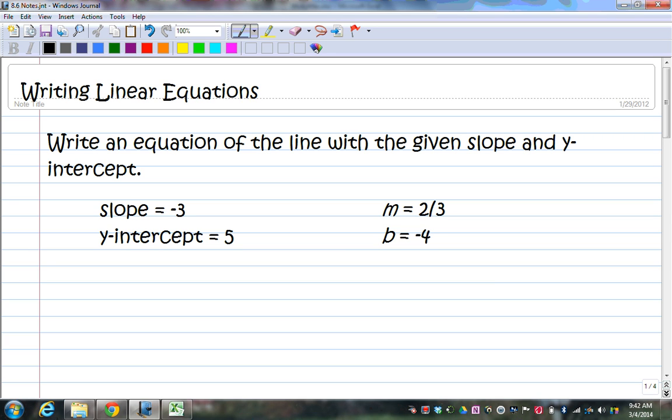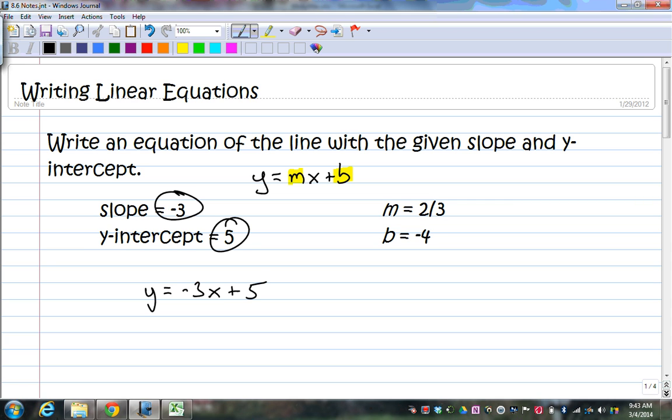First, if you're given the slope and the y-intercept, that's the easiest. Remember that all of ours are going to be in slope-intercept form, which is y equals mx plus b. And again, m is your slope, b is your intercept. So for the first one, it's real easy to do because we have y is equal to, there's our slope, -3. Then we put our variable in, x, plus our intercept, which is 5.